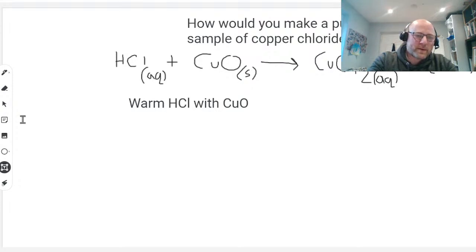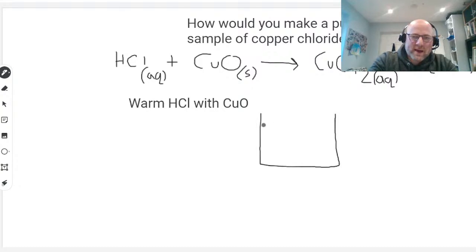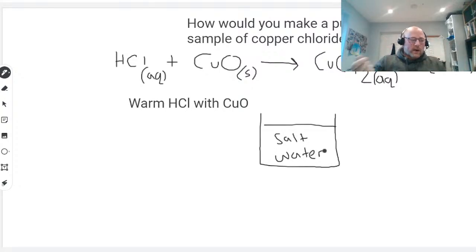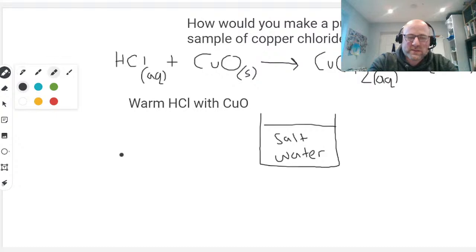What's going to happen is eventually I'm going to have in my beaker salt and water. I've got the copper chloride as the salt, guys, and I've got the water. Now, I'm going to keep adding the copper oxide, which is a black solid, so it's a good one to use because it's very visual, you can see.